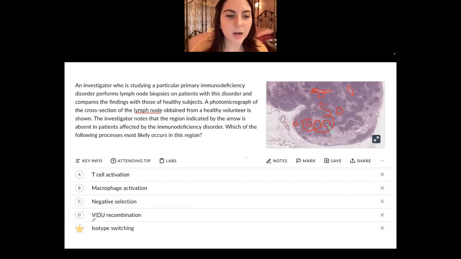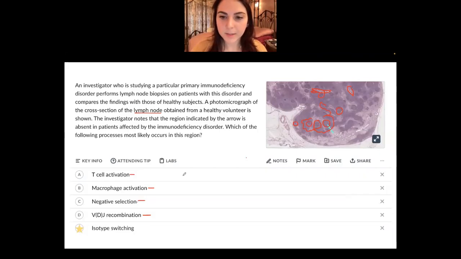VDJ recombination only happens in the bone marrow. Remember, this is before the B cell even leaves. Negative selection is your T cell negative selection. That occurs in the thymus medulla, so it's not even happening within the lymph node. If it's specifically talking about B cells, that would still be happening within the bone marrow. Macrophage activation happens outside in the periphery, and then it goes to the lymph node to activate B and T cells. T cell activation would be in the paracortex.